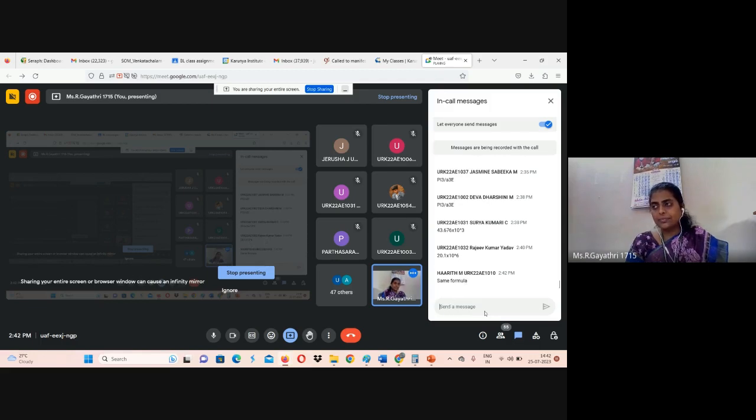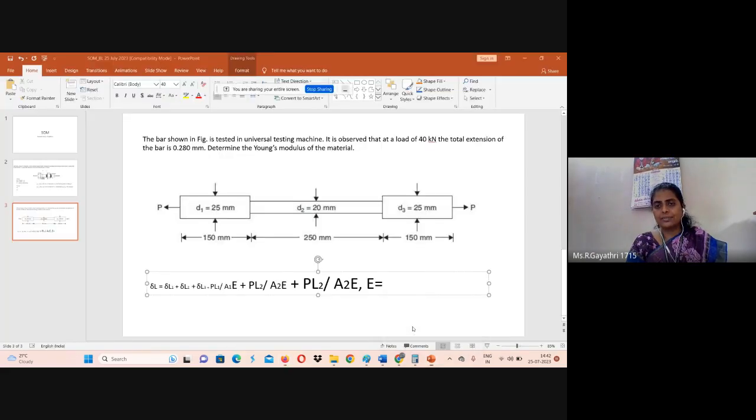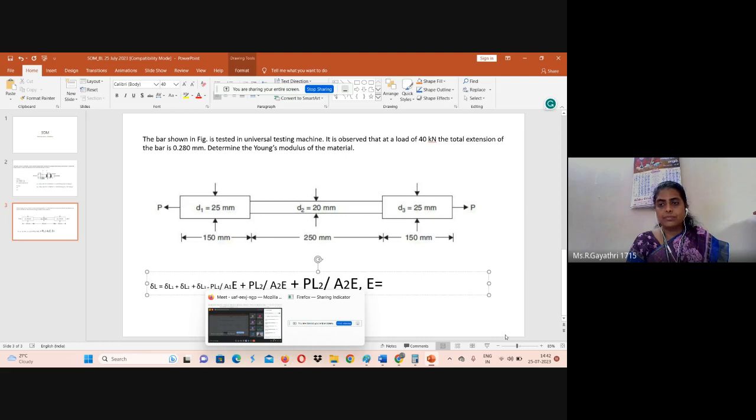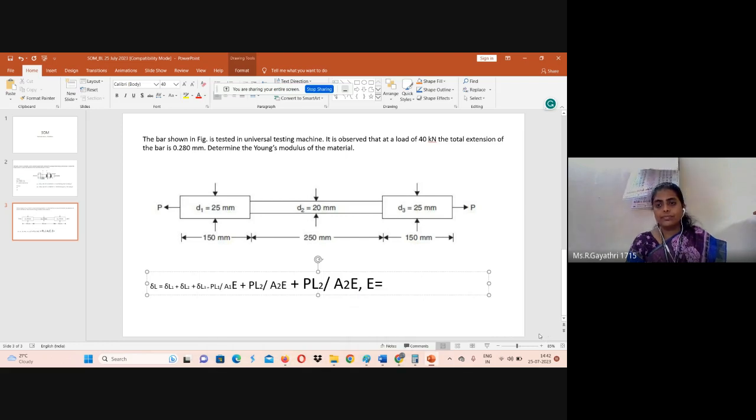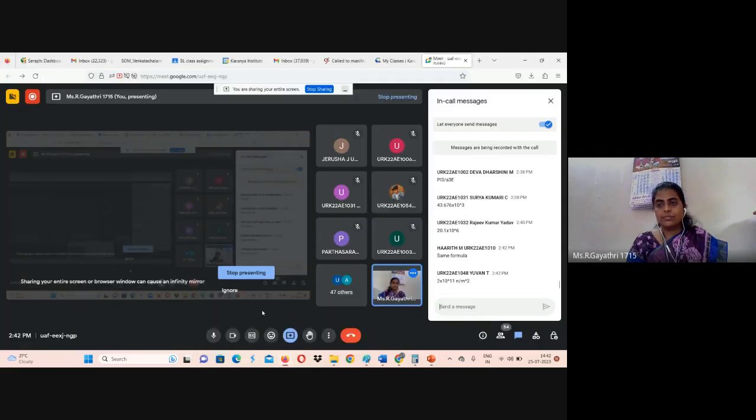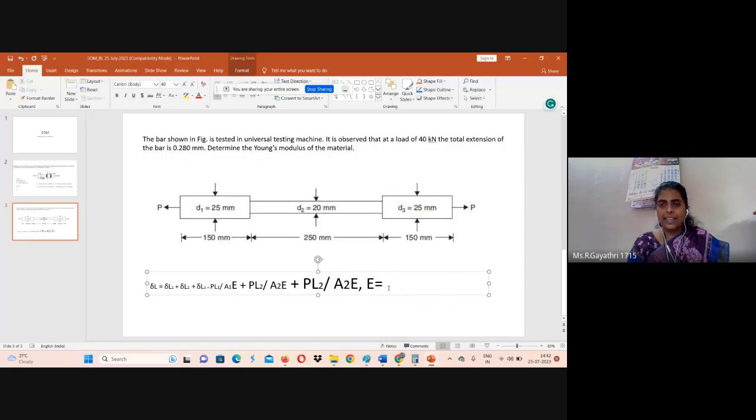Okay, Raju, please check your answer. Unit. Okay, others you can post your answer. Try to use capital N, Newton. Okay, correct. Young's modulus value is 2 into 10 to the power 11 Newton per meter square.